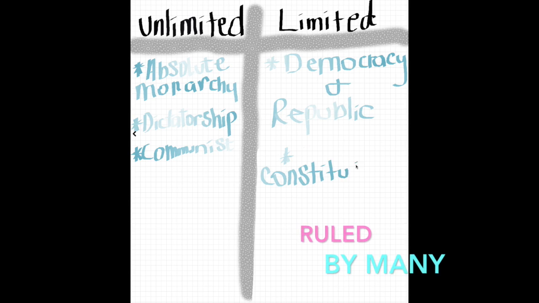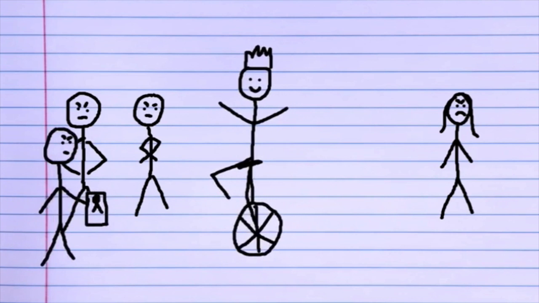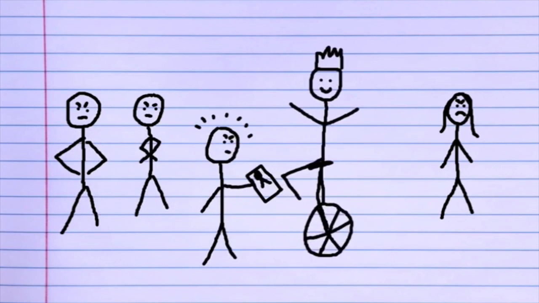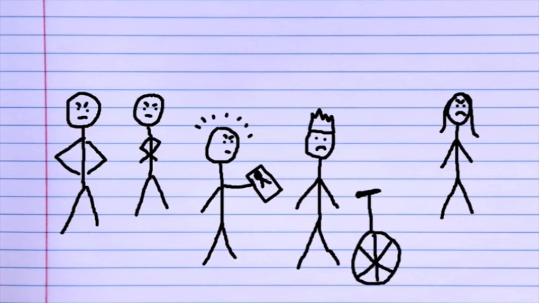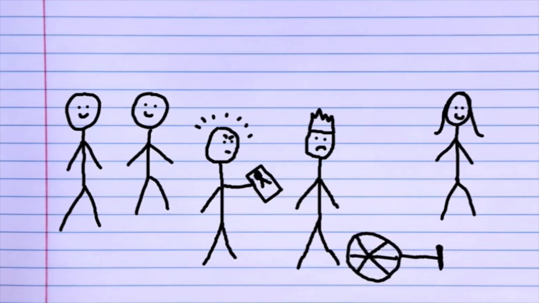The next one we see is a constitutional monarchy. A constitutional monarchy is considered to be ruled by many too, and it's almost like an absolute monarchy, but there's a constitution that gives the citizens rights.